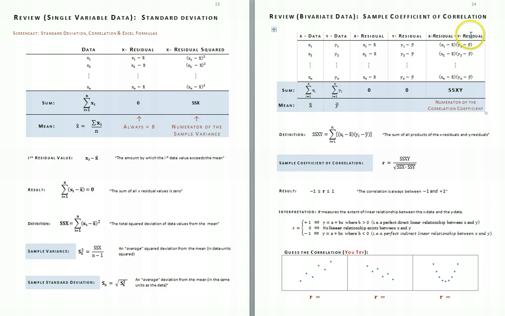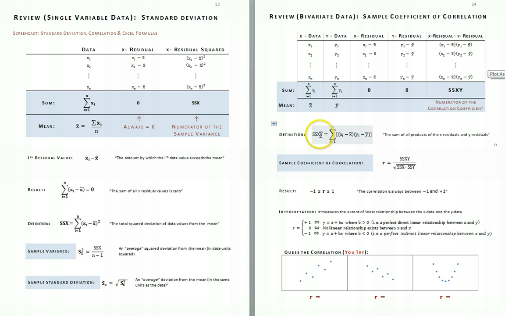Here's a column we haven't talked about so far. It's a column of products of x residuals and y residuals. X residual times y residual for the first data point. X residual times y residual for the second data point, and so forth. When we sum the column of x residuals times y residuals, we get a quantity called SSXY, and SSXY will be the numerator of the correlation coefficient.